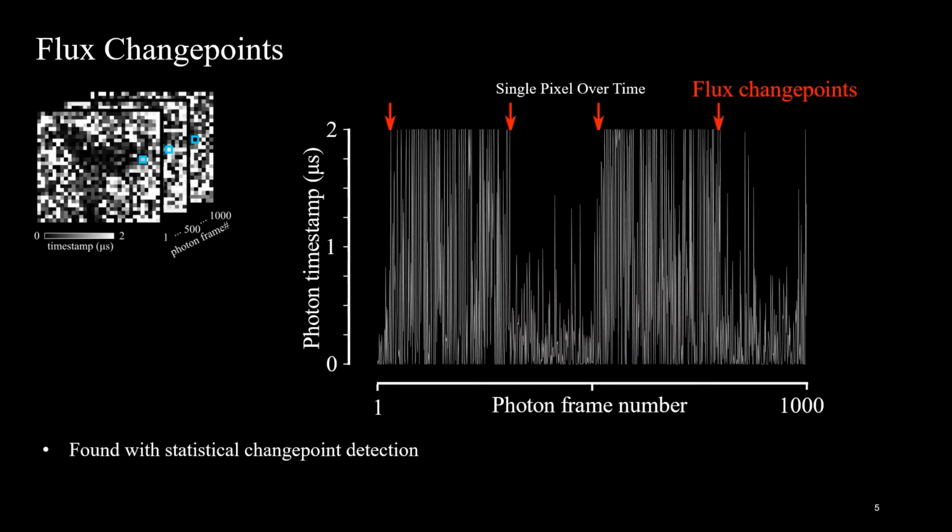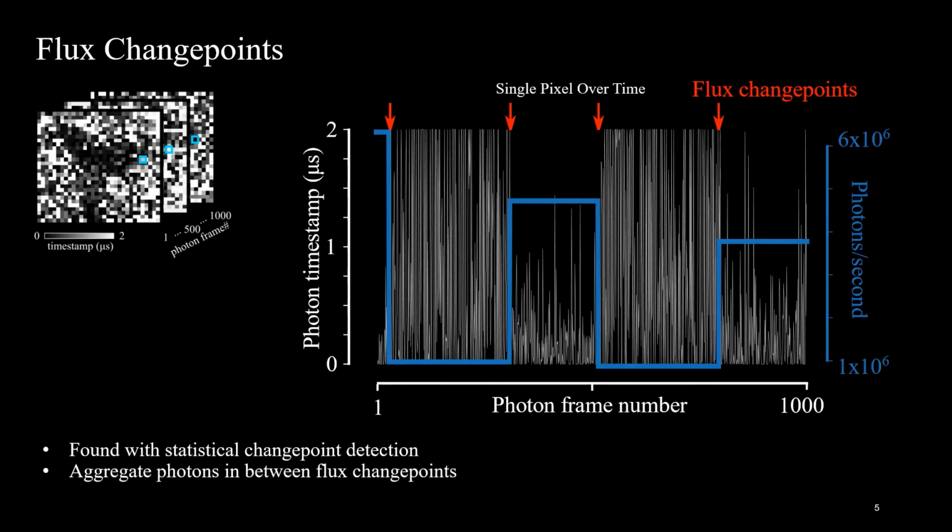We call the edges between these regions flux changepoints, which can be detected automatically using statistical changepoint detection with either offline or online algorithms. In general, flux changepoints represent times when an object leaves or enters a pixel, or when lighting changes in the scene. Flux changepoints represent the edges of our virtual exposure times. We aggregate the photons in between flux changepoints to create a piecewise constant flux estimate. In this way, virtual exposure times are created that adapt to motion on a per pixel basis.